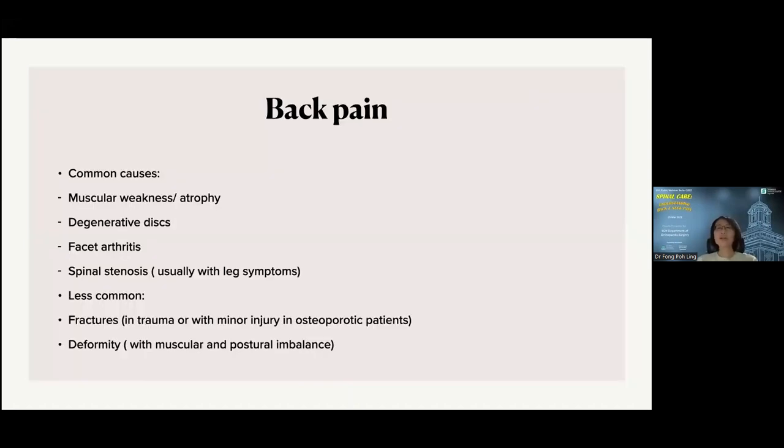Common causes of back pain in the elderly group can be anything from muscular weakness and atrophy as we continue to grow old and not do our core strengthening. It can also be due to degenerative discs, facet arthritis, and of course conditions like spinal stenosis. Less commonly, things like fractures, especially in patients with osteoporosis or who have fallen or have a history of trauma, and deformity. Deformity is a condition whereby general posture is different and the patient is unable to maintain an upright posture. This can result in pain because of the postural imbalance.